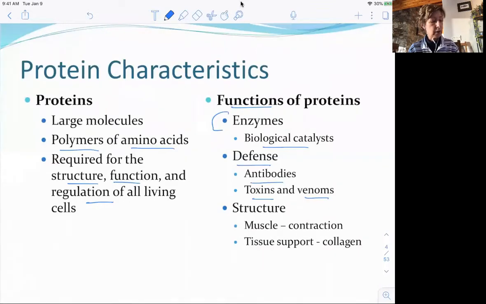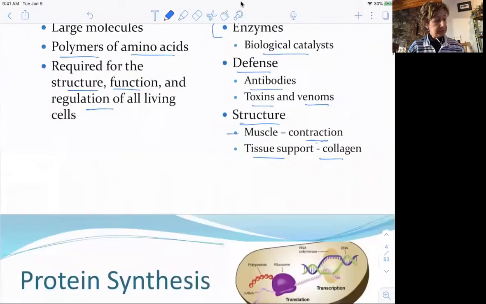And then if you look at structural roles, so what makes up the structure of our body, our muscle cells are arrays of actin and myosin, and they're involved in muscle contraction. And then if you look at the support that makes up the architecture of many of our organs, we have collagen as one important protein that gives support and shape to our cells.